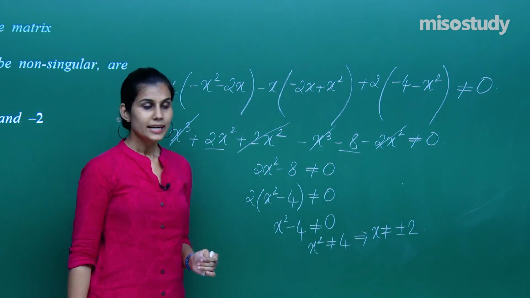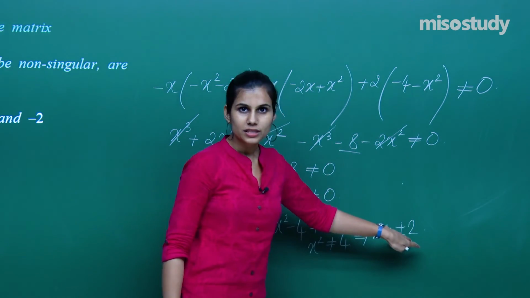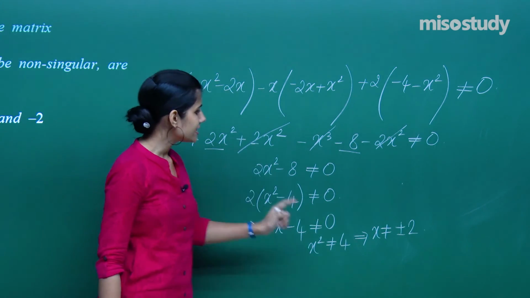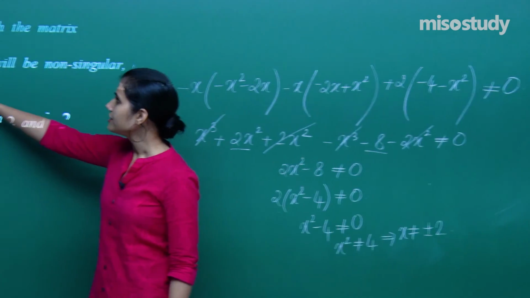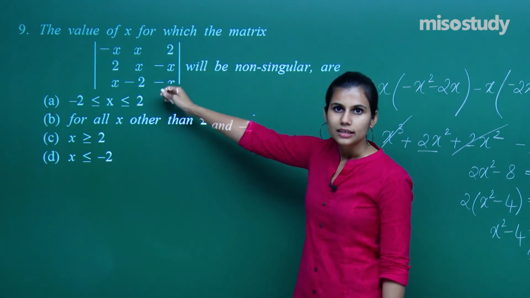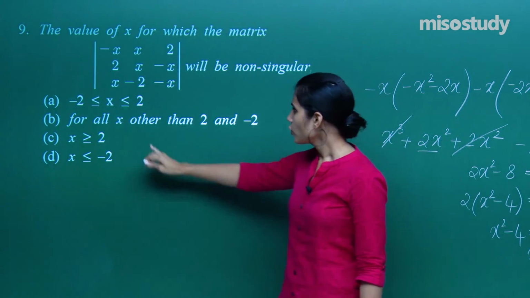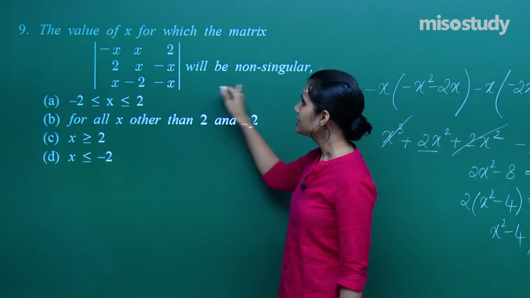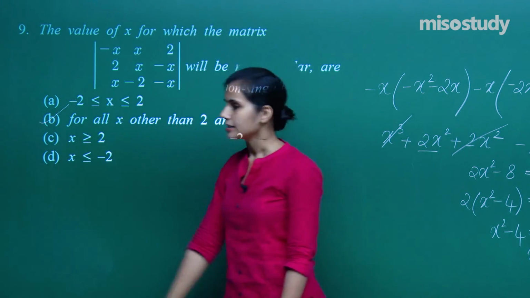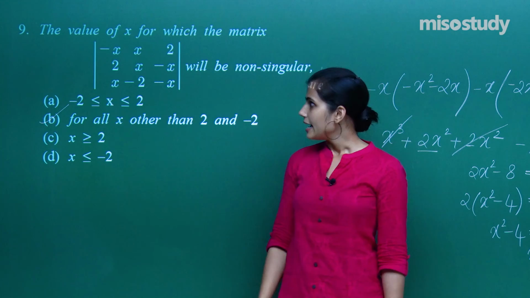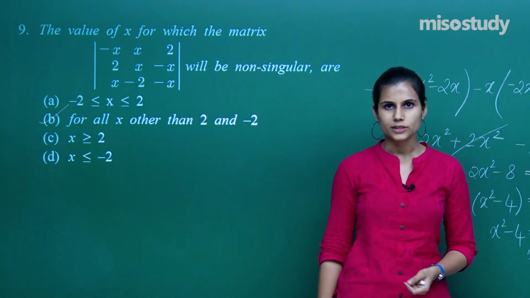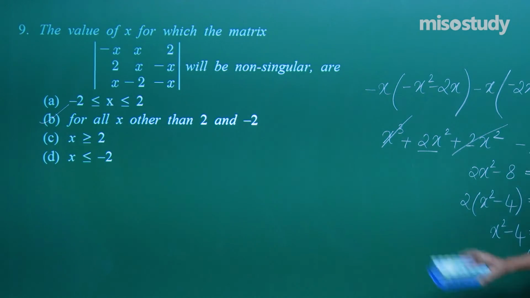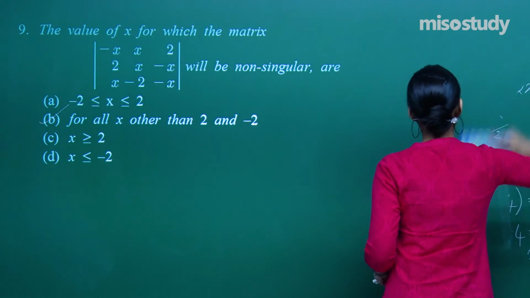It is for these two values that I can say, when x is not equal to these two values, only and only then can this determinant have a non-zero value. So for all x other than 2 and minus 2, this statement is valid and that's your right answer. Okay? And just note this down, understand this very nicely. We're going to move ahead and tackle the next question. Okay, so let us now tackle the next question.